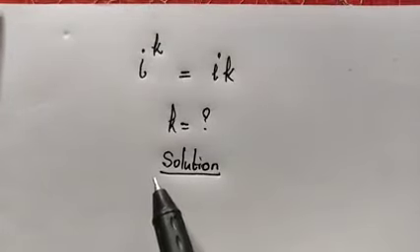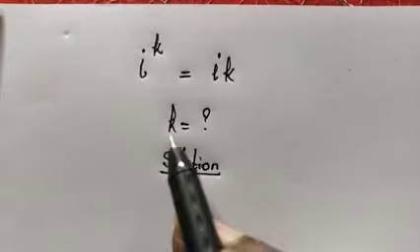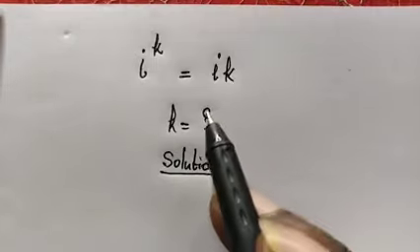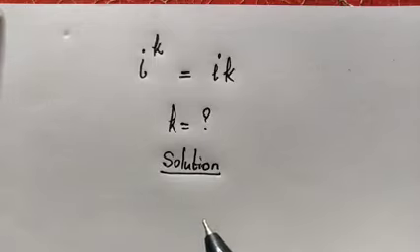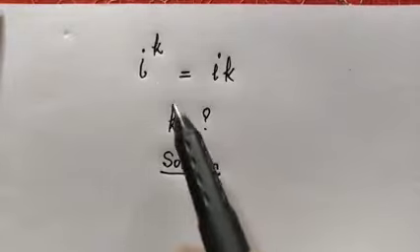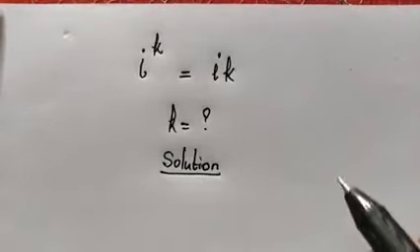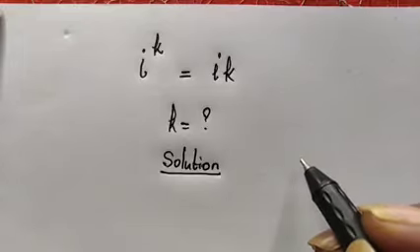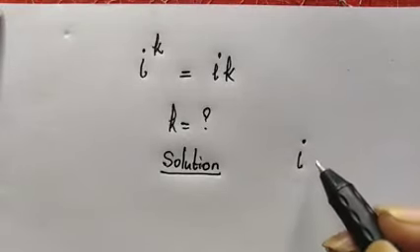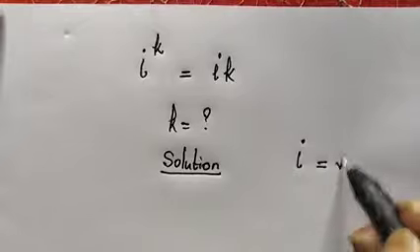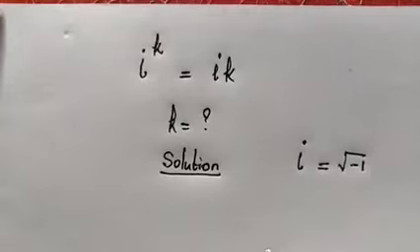Today we have this interesting complex equation: i raised to the power of k is equal to i times k. In this video, we're going to find the values of k that will satisfy this equation. You may be asking, what is i? i is known as the imaginary unit, which is equal to the square root of -1.